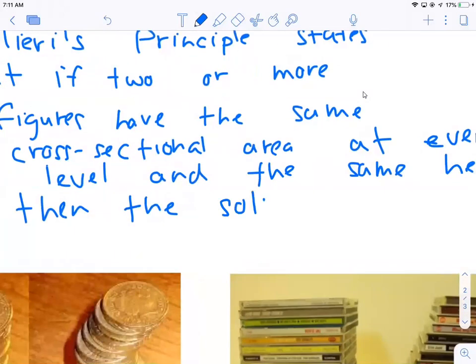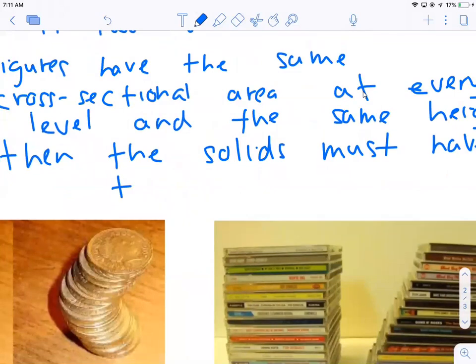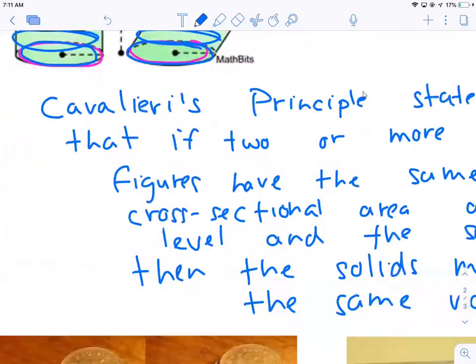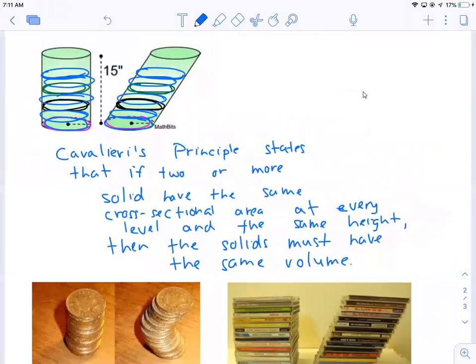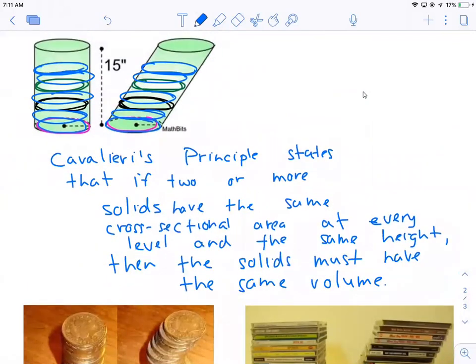Actually, instead of figures, I'm going to say solids. Then the solids must have the same, I think I said area before. Of course, I mean volume, right? They have to have the same volume. So I'm also going to change that figures to solids. All right, let me read this to see if it sounds right. Cavalieri's principle states that if two or more solids have the same cross-sectional area at every level and the same height, then the solids must have the same volume. Yeah, perfect. All right, hopefully that makes sense.